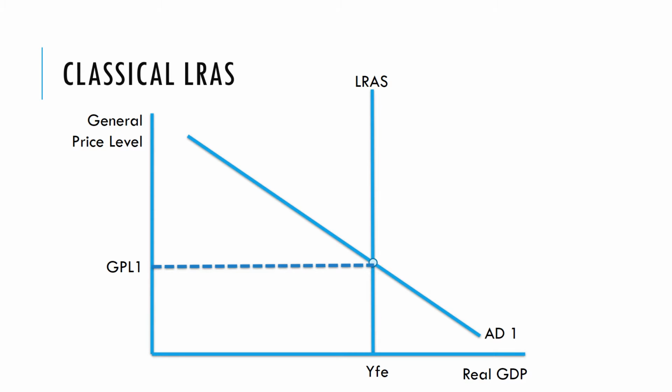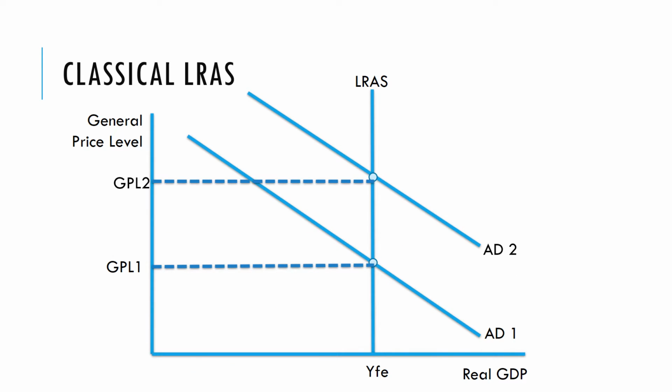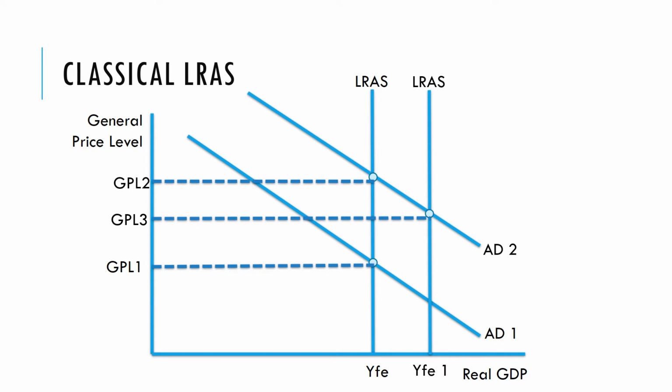We can also illustrate changes in AD and AS looking at the classical long-run aggregate supply curve and the Keynesian long-run aggregate supply curve. So for example, an increase in demand under the classical long-run aggregate supply curve would just lead to an increase in inflation with no change in output. We can also look at if the long-run aggregate supply curve changed. So an increase in the amount the economy could produce in the long run would lead to a higher level of output and a lower price level.